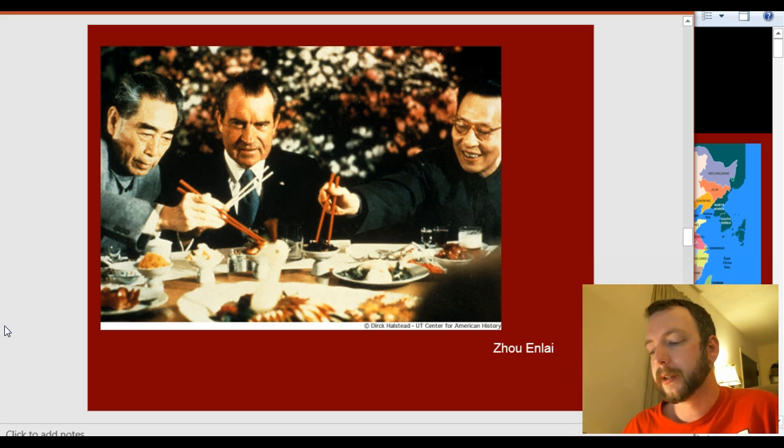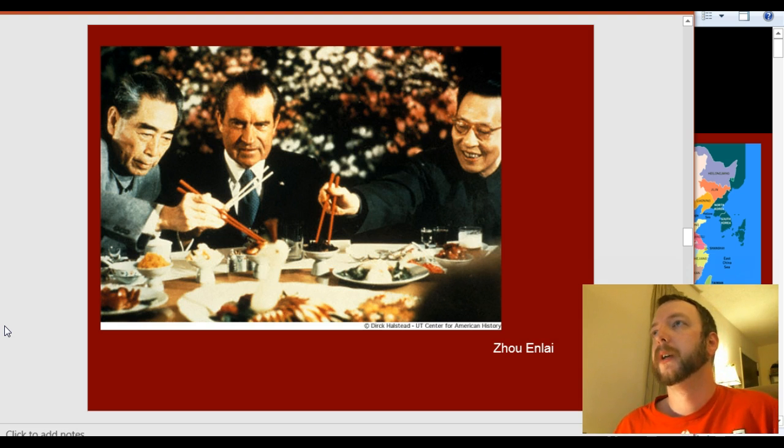He was kind of a moderate. Mao Zedong does like him because he kept the country running during the Cultural Revolution. And he had tried to reestablish relations with the United States. The United States had broken off relations with China after their civil war was over.